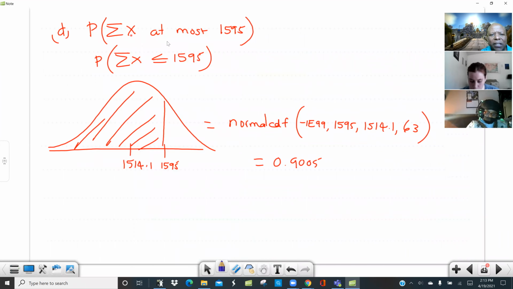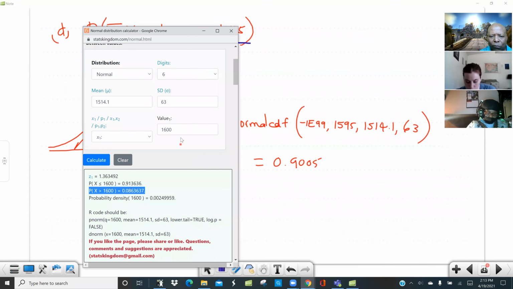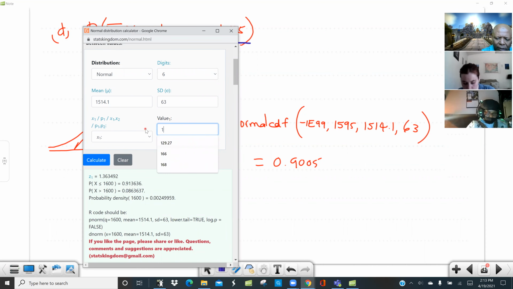The probability that the sum is at most, what does at most mean? At most means not exceeding. So you're gonna say less than 1595. So I'm gonna go to 1595 here, 1595. And now I'm gonna go for less.